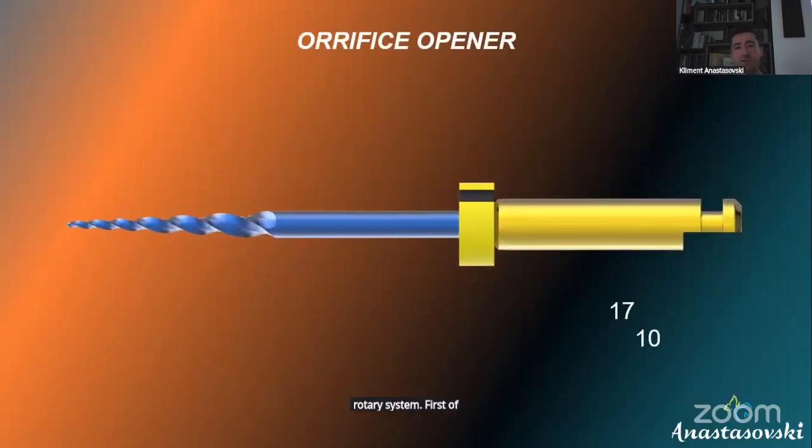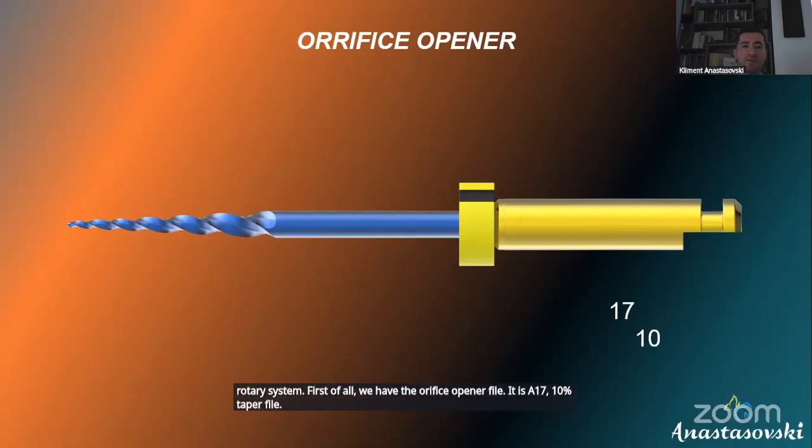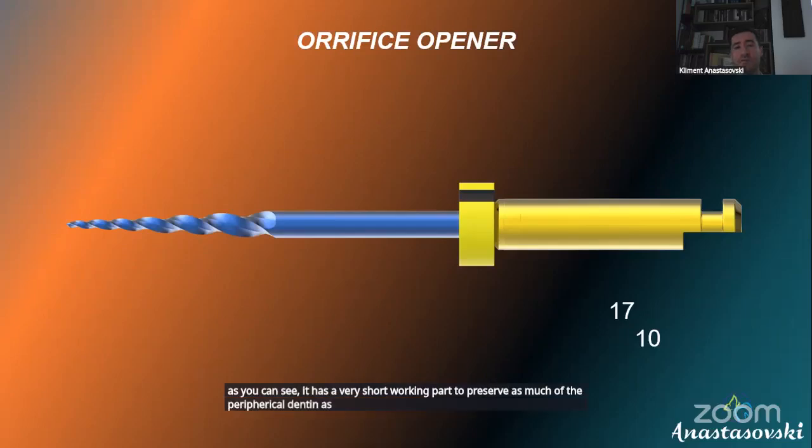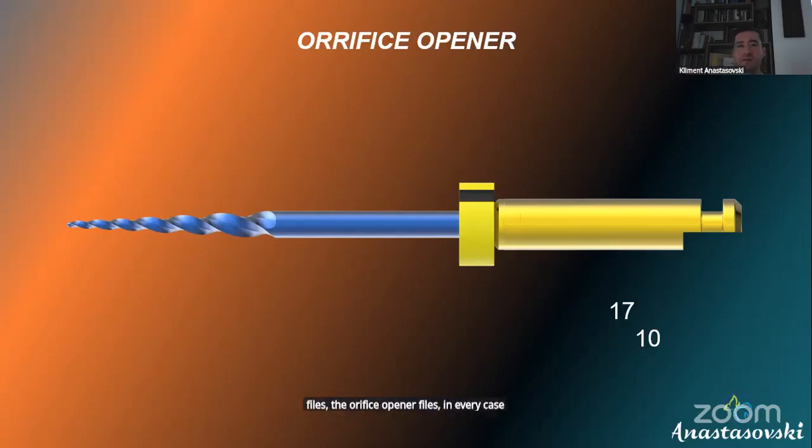First of all, we have the orifice opener file. It is a 10% taper file. As you can see, it has a very short working part to preserve as much of the pericervical dentin as possible. As I said before, in more experienced hands you do not need to use the orifice opener files in every case scenario, but for beginners I do advise using this kind of file. As you can see, it has a blue alloy to make it flexible.